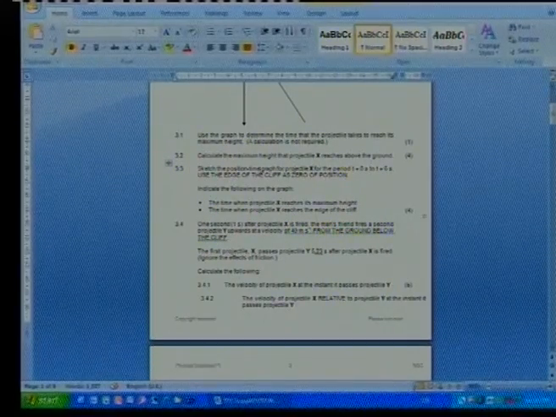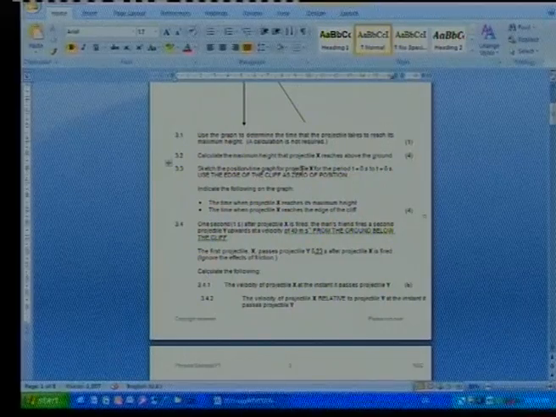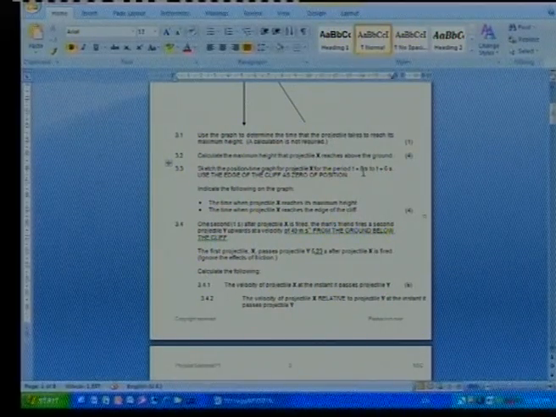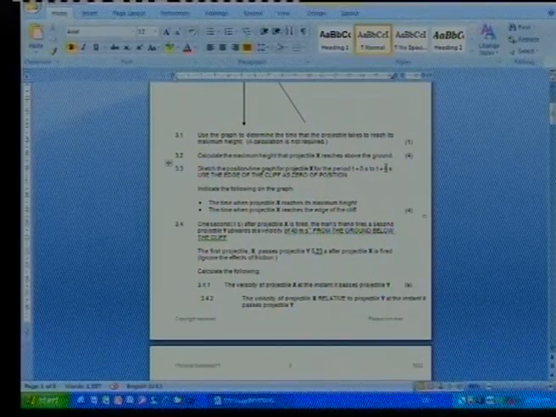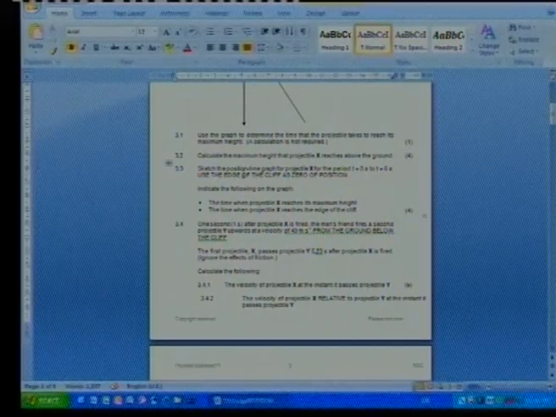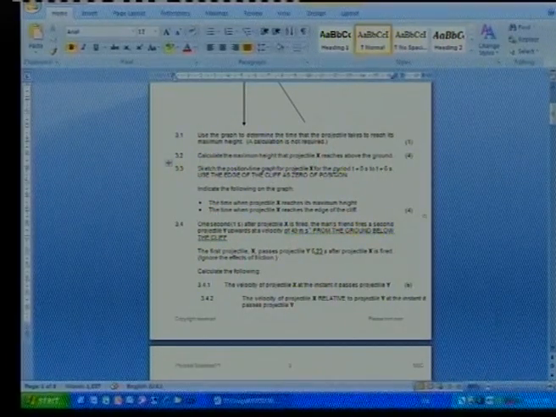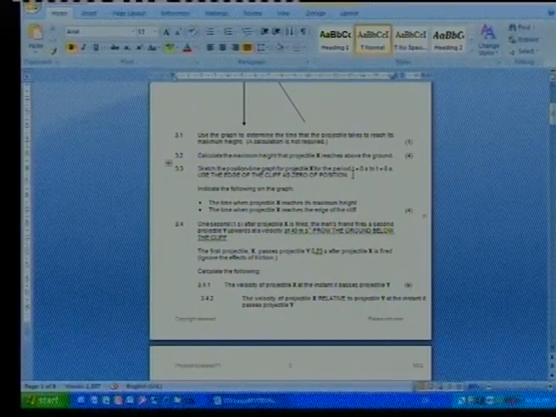Sketch the position time graph for projectile X for the period T equals 0 to T equals 6 seconds. And now in capital letters, use the edge of the cliff as a 0 position. Okay, now let me get back to my graph here, right in front of me.